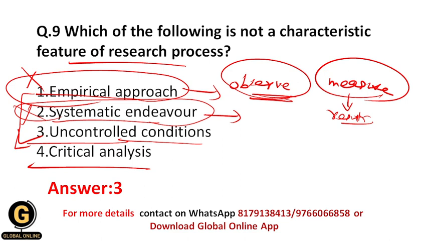And now critical analysis is again one of the characteristics of the research process, because whenever we get the data, after that we need to analyze our data. So this is basically the critical analysis technique. Okay, we critically analyze the data so that we get authentic results for our research, and that's why this is again a characteristic of the research process. So it gets eliminated. So the correct answer is 3.